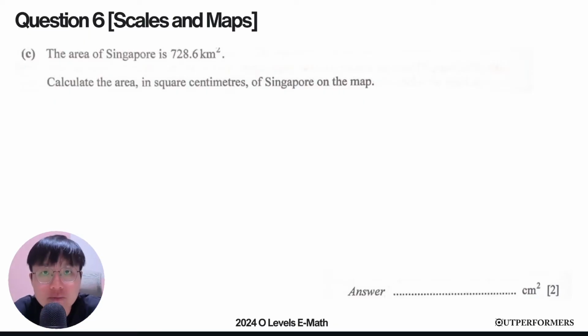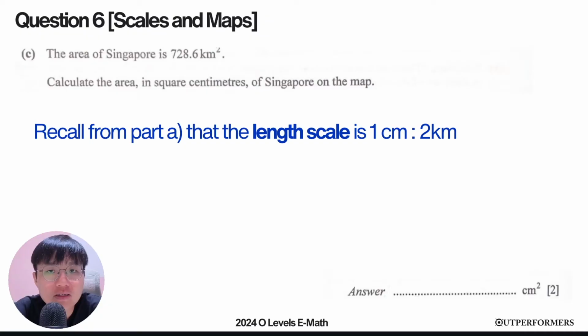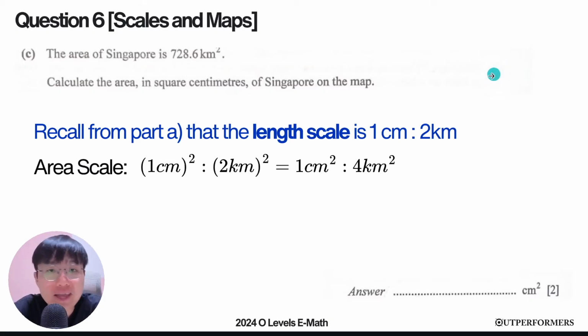So once again, which scale is better for me to use? That's when you have to ask yourself, how do we even convert to an area scale first? The length scale currently is 1 centimeter to 2 kilometers, right? And my area scale is always squaring both sides. One super important thing is always choose the one that is easier to square. Most of the time, I would rather square the one with the higher units, which is the one from part A. 1 cm square is to 2 km square.